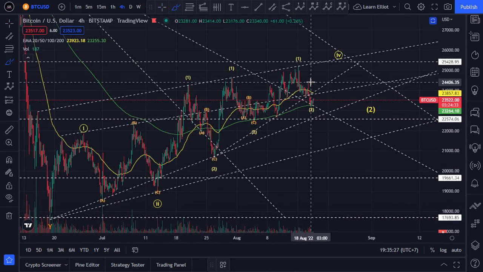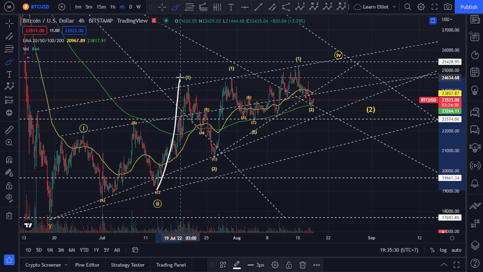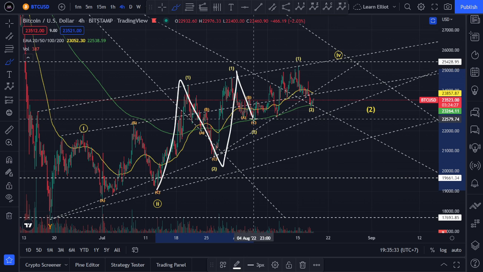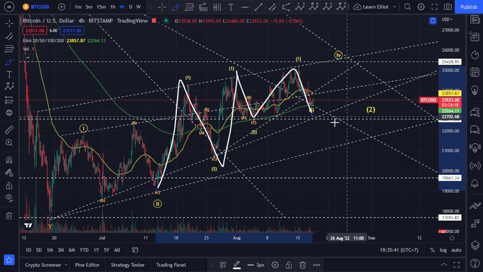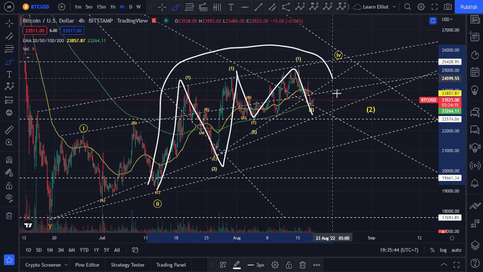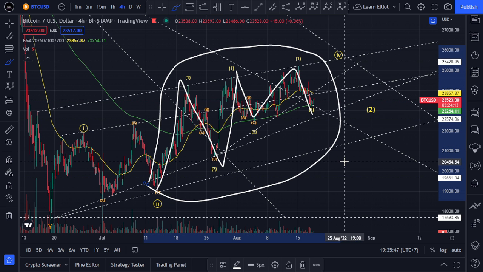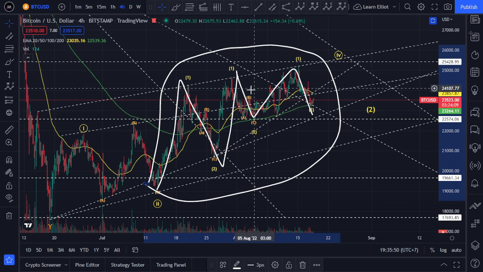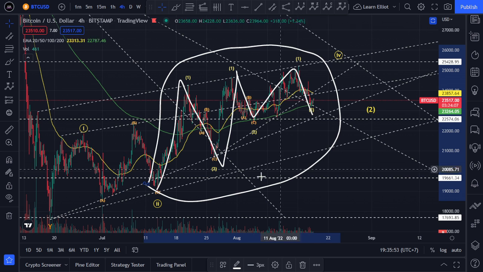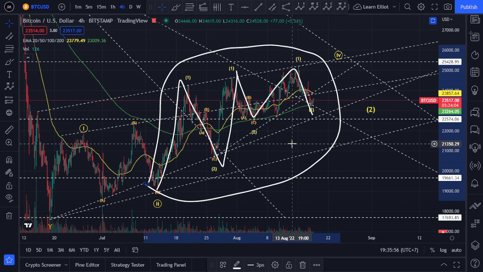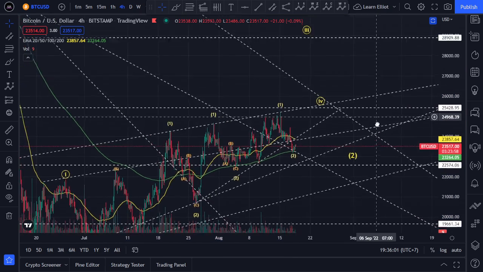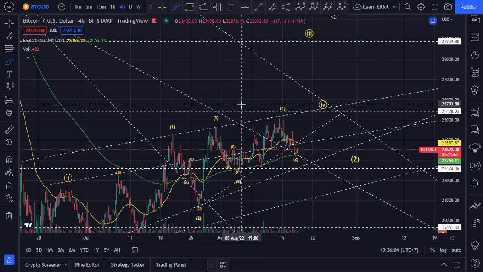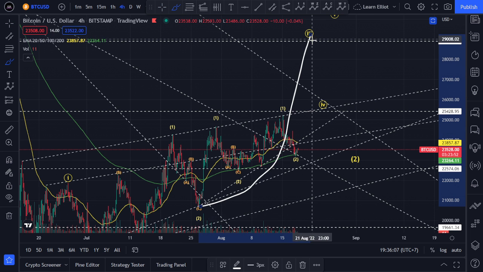Inside the third wave, we have a 1-2 setup here, like this is the first wave and the second wave, another first wave, another second wave here, and we'll be having another 1-2 setup here. So inside the third wave, we have a 1-2 setup three times. We can also call it a coiling pattern. The price is coiling up in order for Bitcoin to reach a higher price, and then we are going to finish this impulsive third wave here.